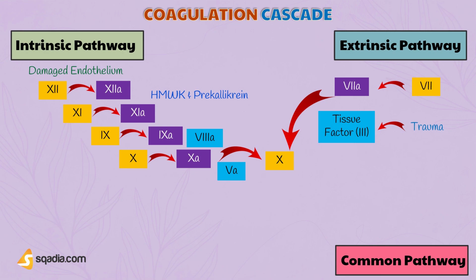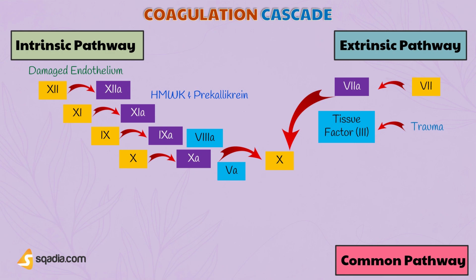The extrinsic pathway is named so because it is initiated externally to the bloodstream, primarily in response to tissue damage. Tissue factor is released from damaged tissues and triggers the activation of factor 7, which then leads to the activation of factor 10.